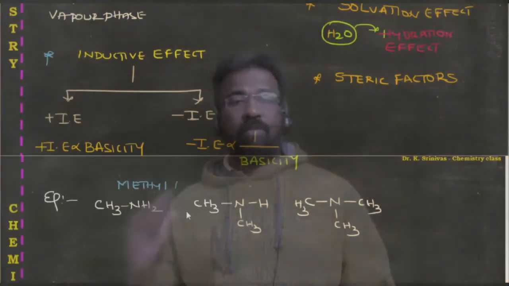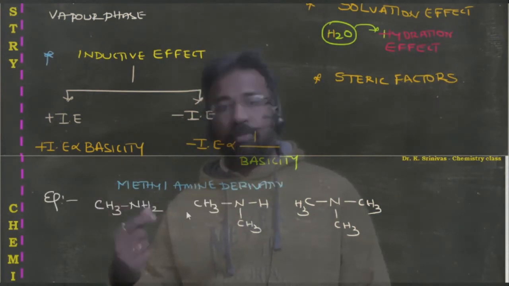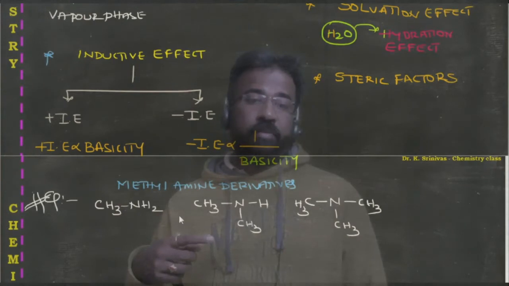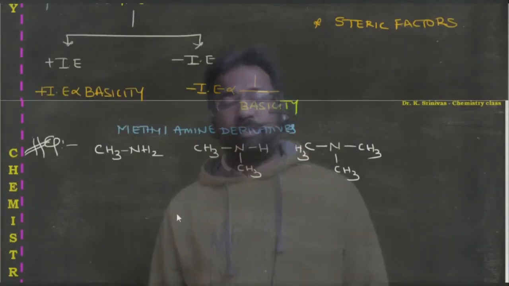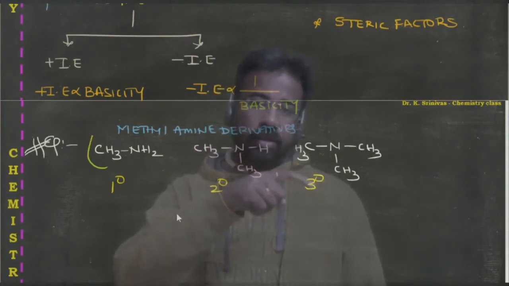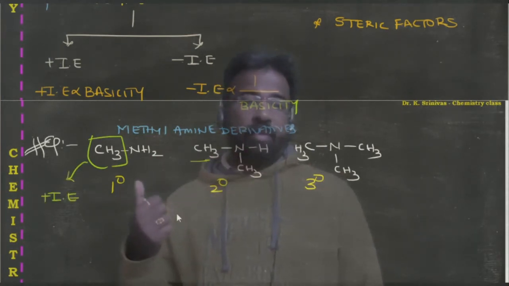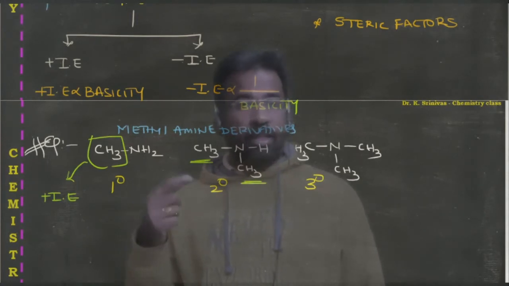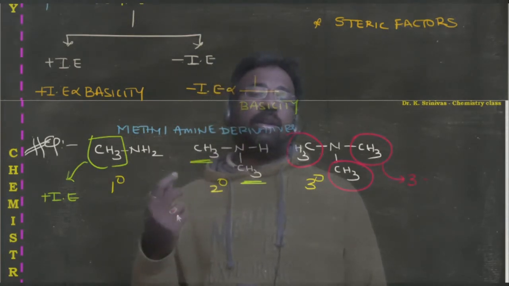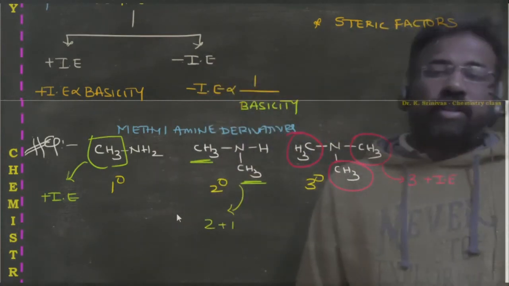Let us take the example of methylamines only. Methylamines have three types of derivatives: primary, followed by secondary, followed by tertiary amines. In the primary one, we have one methyl group, which is a plus inductive effect group. Similarly, we have two groups in the secondary, and finally three groups in the tertiary.